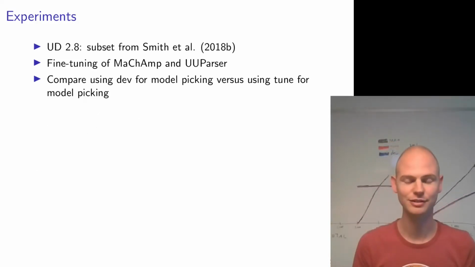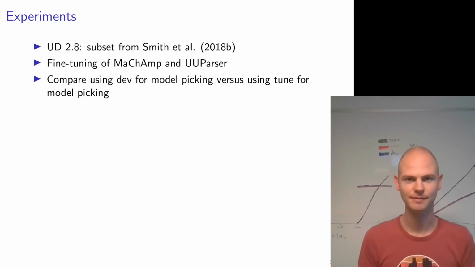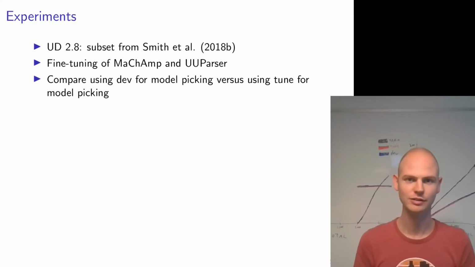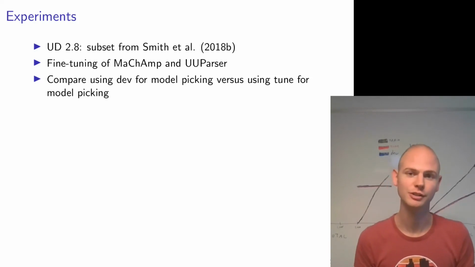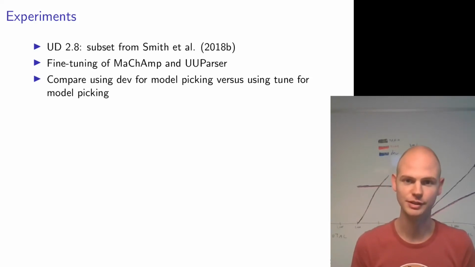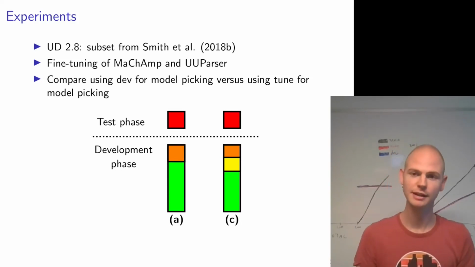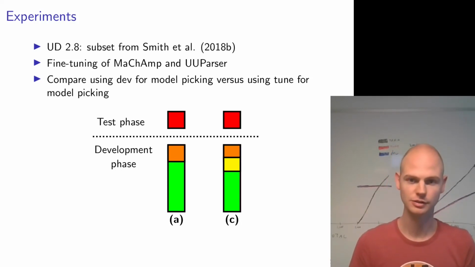To test the effectiveness of the tune split, I did some fine-tuning experiments based on the Universal Dependencies data. I took the subset of treebanks selected by Smith et al. 2018, which is based on annotation quality and language variety. And I compared two different parsers to each other, namely the MaChAmp parser, a deep Biaffine transformer-based parser, and the UUParser, which is a BiLSTM shift-reduce parser. I compared two setups, the original setup where the dev set is used for model picking, and the newly proposed setup where the tune set is used.